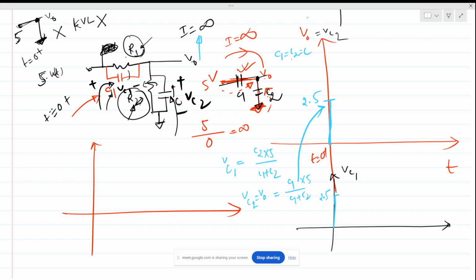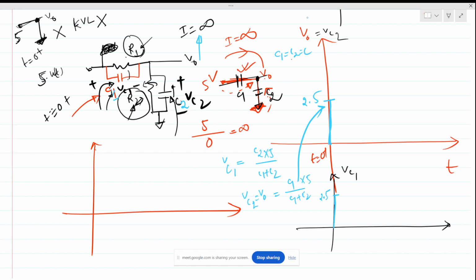Now we are assuming there are no initial charges across C1 and C2, like C1 and C2 are initially uncharged. It is clear, right? Now this is happening at t equals 0, and the voltage across the capacitor is changing suddenly. This is clear.